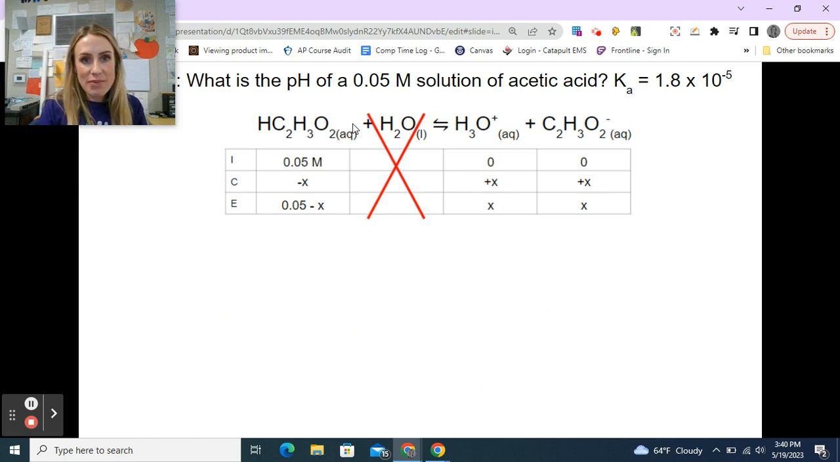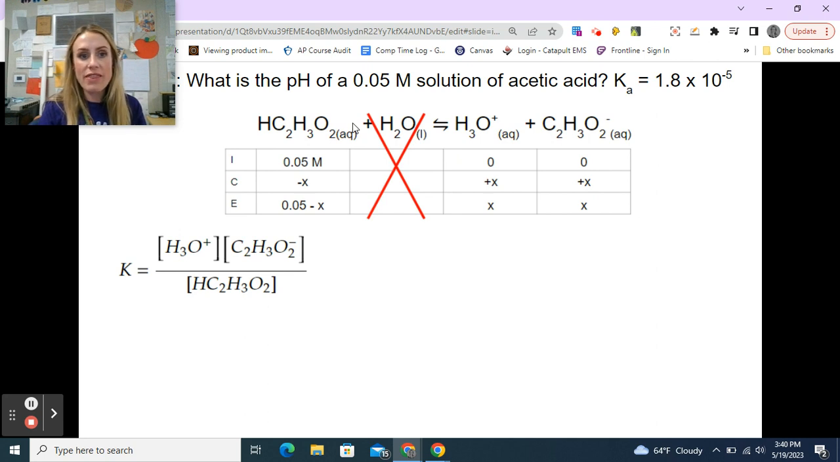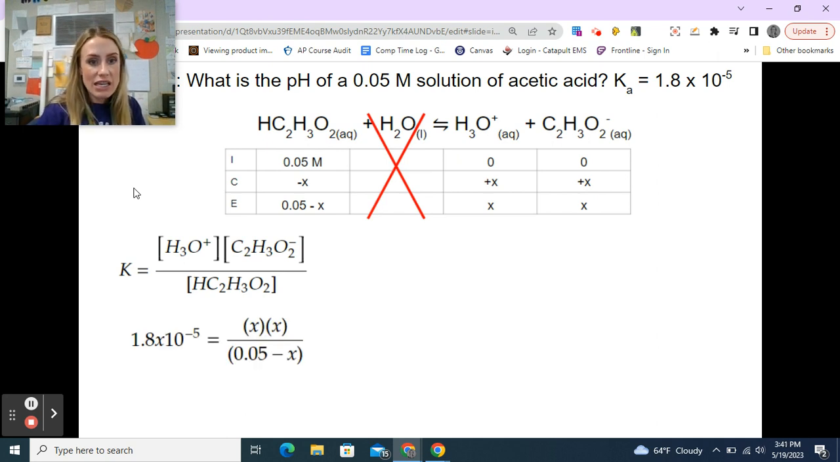Okay, so next step here is we want to bring our equilibrium expression over to the slide as well, and then we're just going to plug in all of our givens now. So remember, my equilibrium constant K for this reaction is 1.8 times 10 to the negative 5, and then I have all of my equilibrium concentrations. So now I can plug that all in here. So I get K, which is 1.8 times 10 to the negative 5, equals x times x, because those are my two equilibrium concentrations of my two products, over 0.05 minus x, because that's my equilibrium concentration of my acetic acid, my reactant. So now it's just math, right?